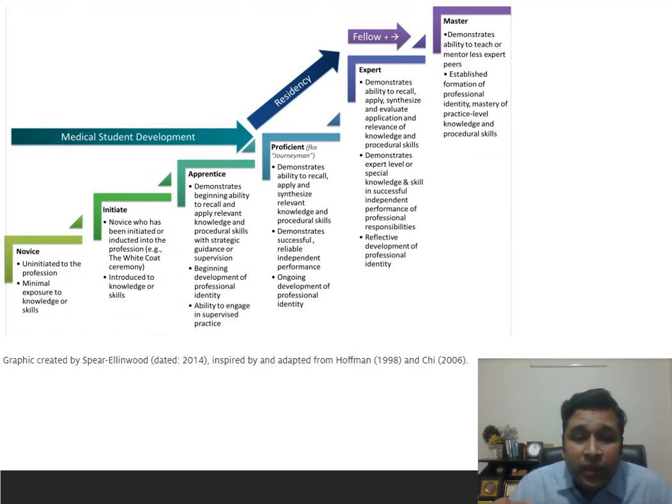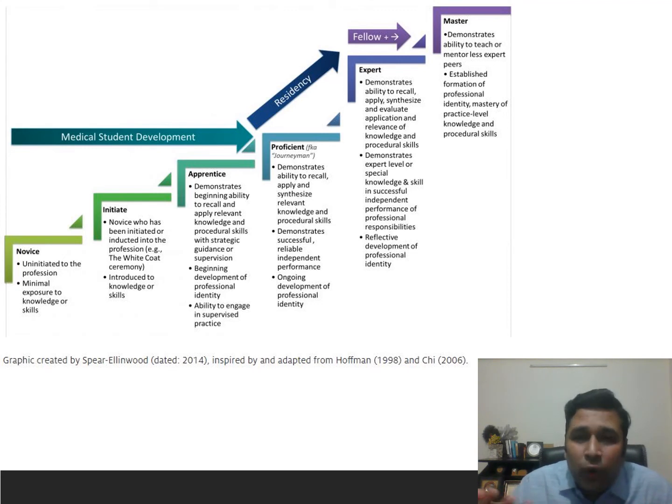So you start engaging in supervised practice, and when you start moving from supervised practice to unsupervised, then you become more proficient. Proficient is someone who demonstrates ability to recall, apply and synthesize relevant knowledge and procedural skills, demonstrates successful, reliable, independent performance. So unsupervised and independent performance is a key skill of a proficient professional, and then ongoing development of professional identity starts taking place.